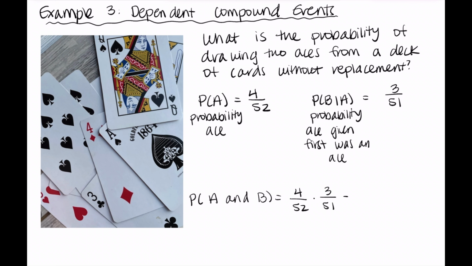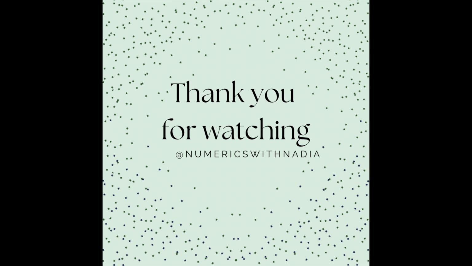And when we do that, we end up getting 12 over 2,652. And I know that's a little bit hard to envision. So as a percent, that is 0.45%. So very, very unlikely, but that would be very lucky as well. That wraps up our third example for today and our lesson for today.